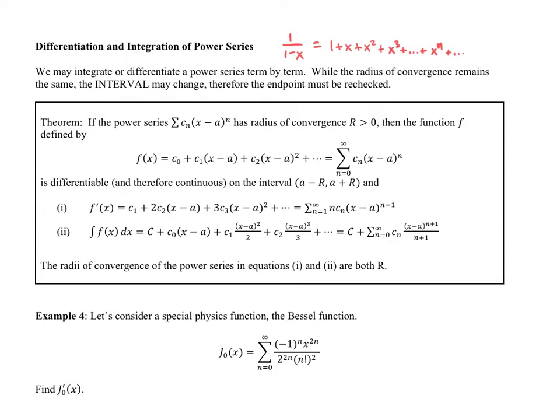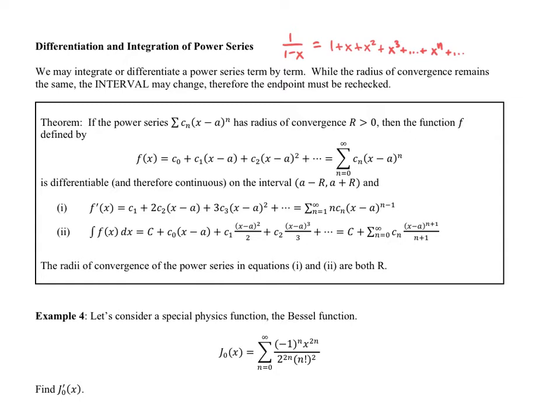Now, when you do that, the radius doesn't change. If I differentiate something in order to fit the model of the only power series that we know, or if I integrate something, the radius is still consistent, but the ends of the interval could either both close or one close, or they could both stay open.